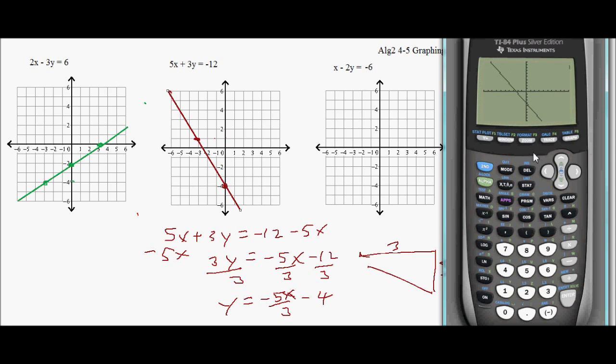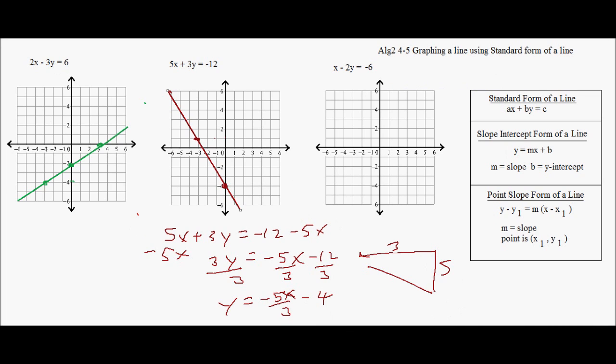Notice we got this. Do a trace 0, negative 4 is right there. See that? And if I do negative 3, I should get 1 right there. Okay. And then one left, and we're done.